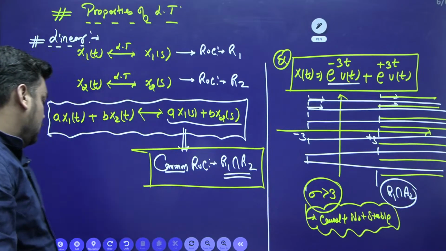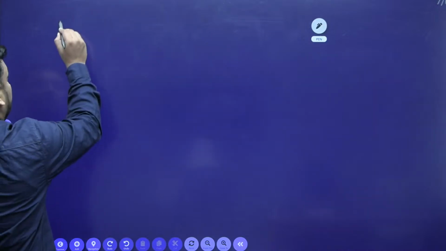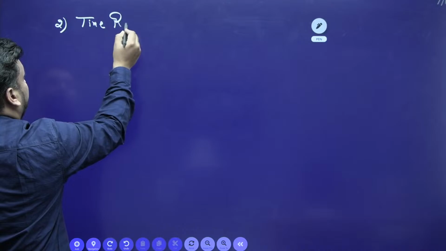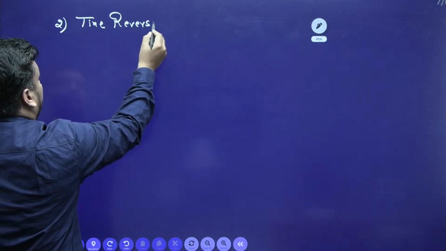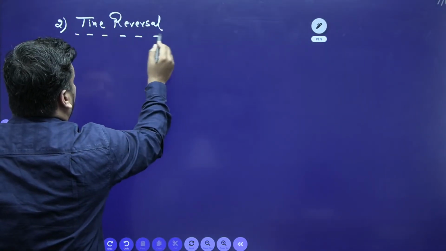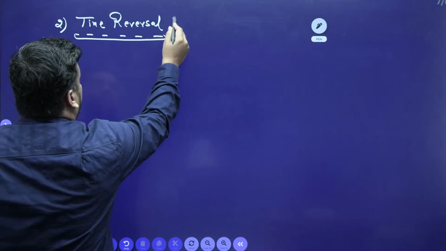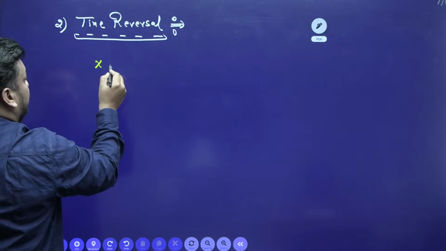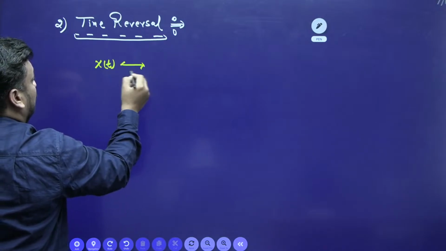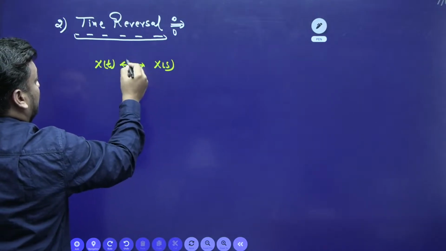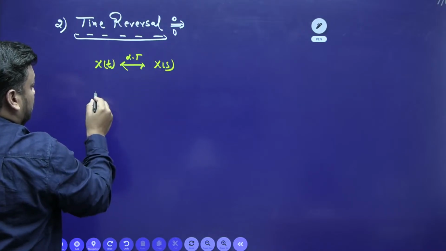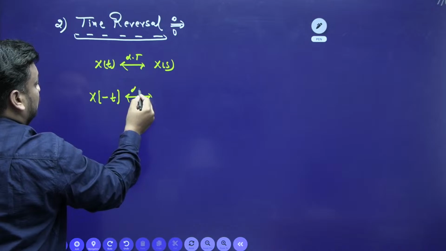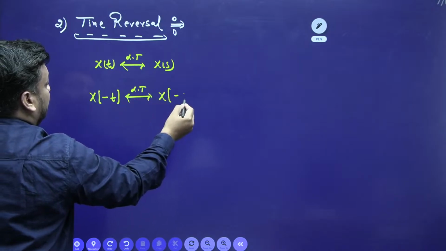Yes. So the next property we are writing is the time reversal property. What does the time reversal property say? If x(t) has a Laplace transform X(s), then x(minus t) has the Laplace transform X(minus s).